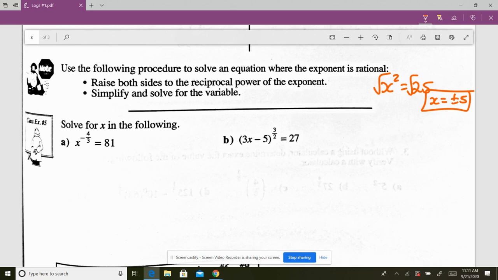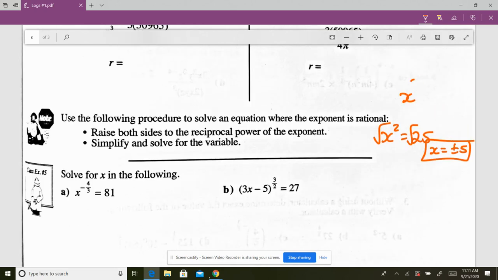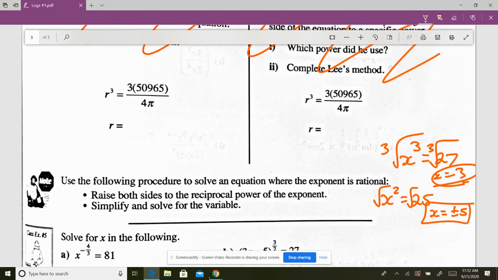If I gave you x cubed and said it equals 27, what would you do? You'd cube root both sides, right? So you would cube root both sides, and you get x equal to 3. Okay. What you're actually doing, so we'll take this one here: x squared is equal to 25. Here we square root it.